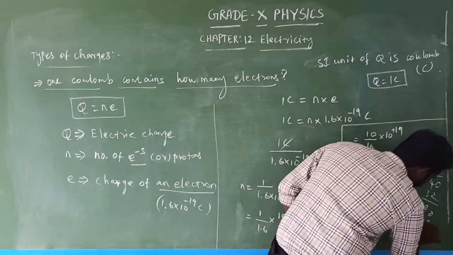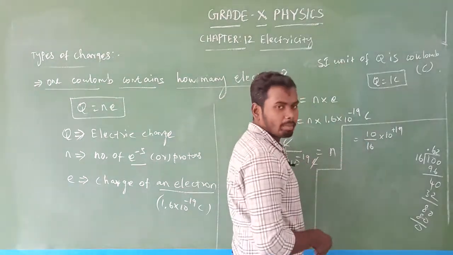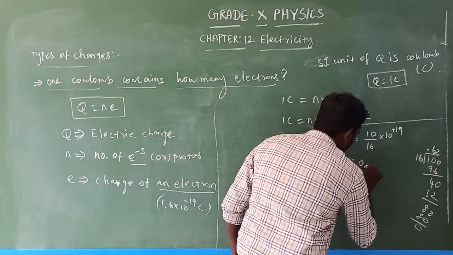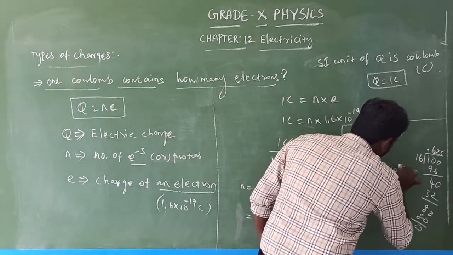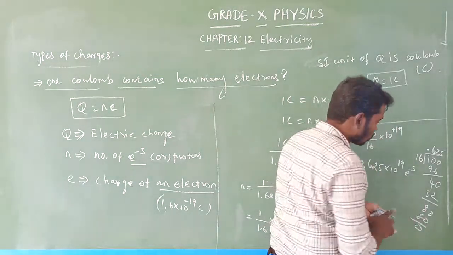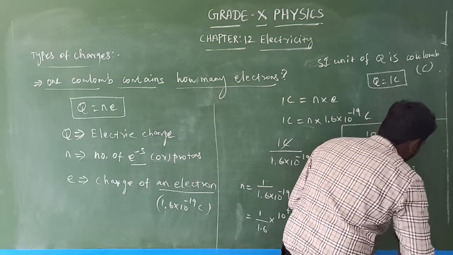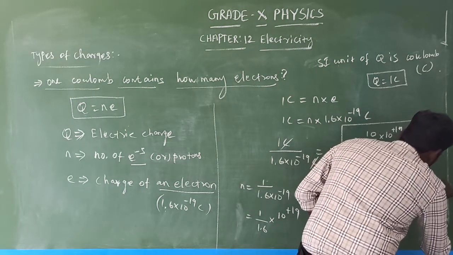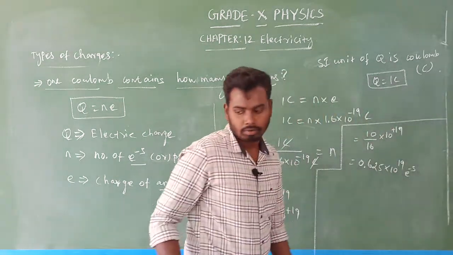80, that is equal to 80, remaining 0. So 10 divided by 16 is equal to 0.625 into 10 to the power of 19 electrons. Electrons or protons, note this point. I don't need to write electrons or protons, I'll just explain.